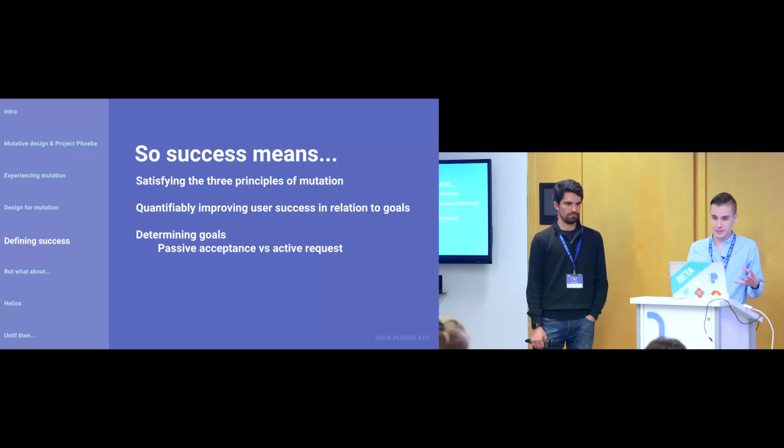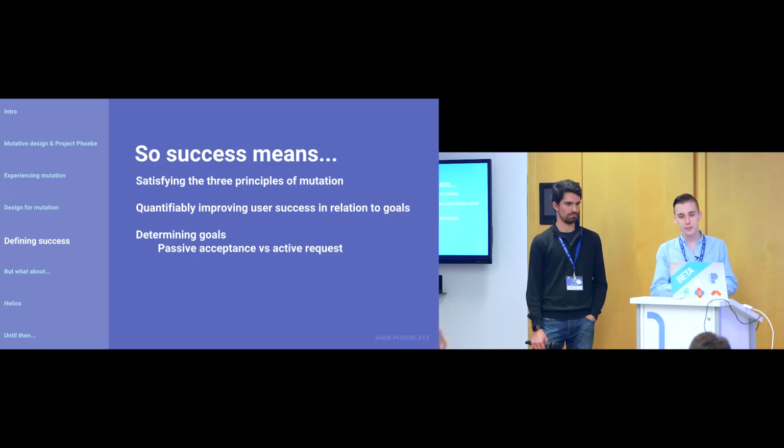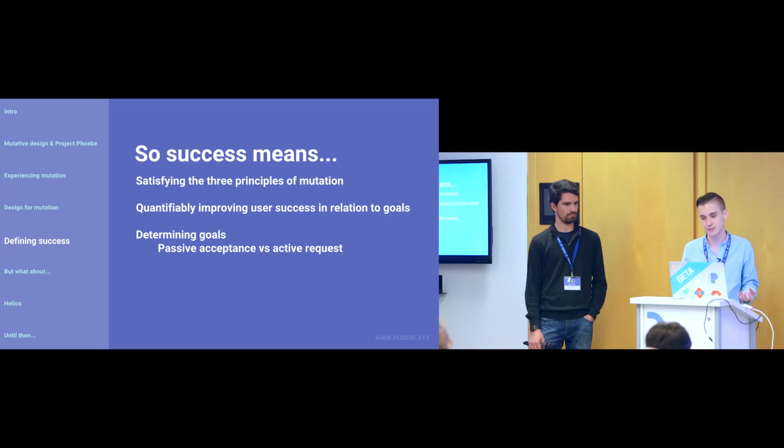So knowing that, success means, first of all, satisfying all three of those principles. Second, it means quantifiably improving the user success in relation to goals, which means that you have to determine goals. And there are two ways that I can think of defining goals. The first is passive acceptance of instructions. If you think of system components like buttons and text inputs that are very basic to every experience, the apps could just passively accept these, knowing that the goal for a button is to press it, or the goal for a text field is to enter text, for instance.